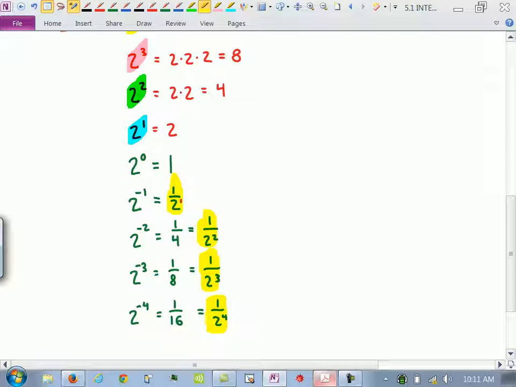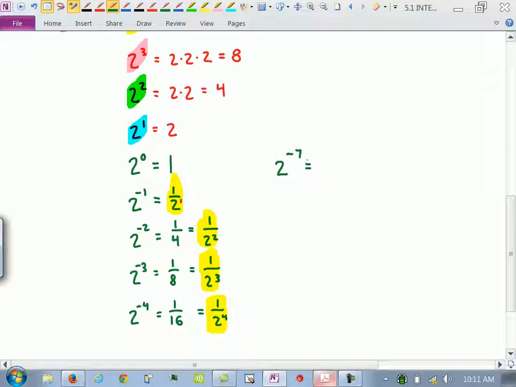So 1/4 is 1 over 2 squared. And 1/8 is 1 over 2 cubed, right? Because 2 times 2 times 2 is 8. And then 1/16 is 1 over 2 times 2 times 2 times 2, which is 16. But if you do it that way, then see if you can follow this, what would 2 to the negative 7 be?